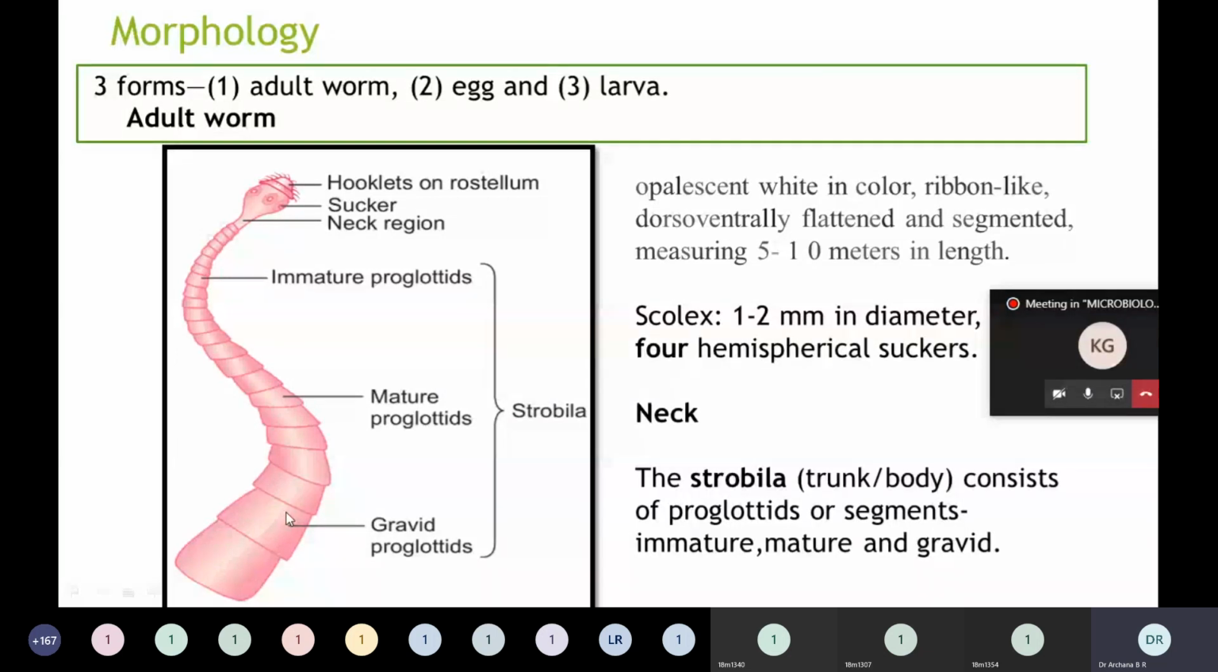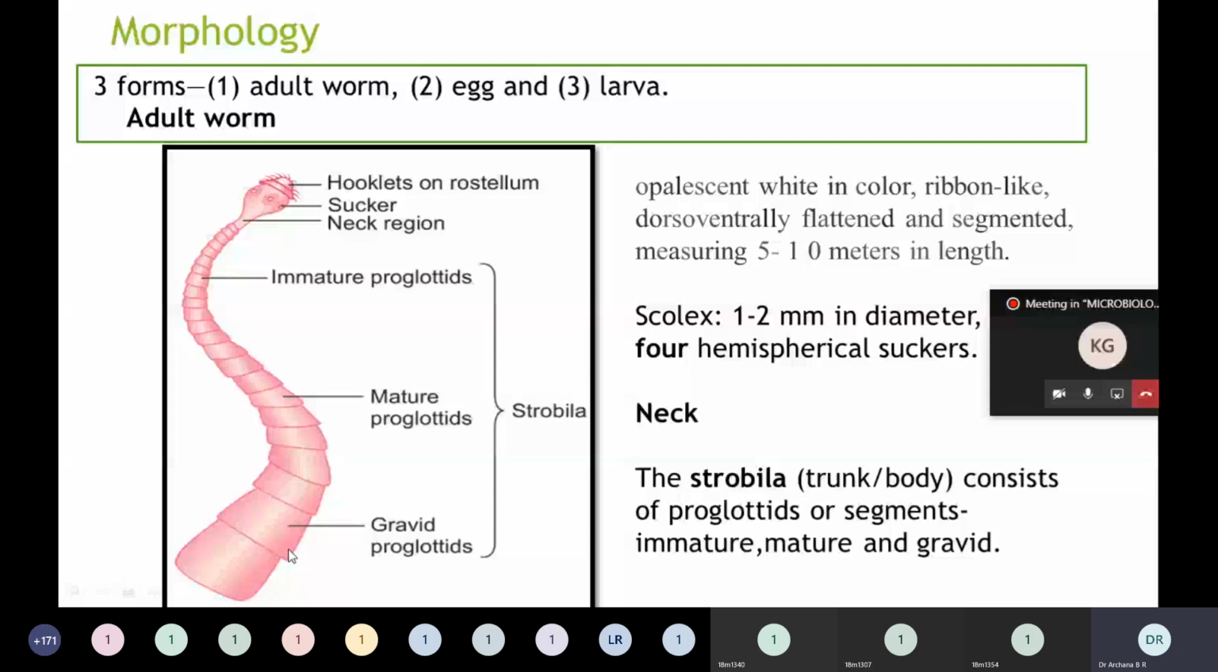The scolex is 1 to 2 millimeters in diameter, quadrate in cross section, and consists of 4 hemispherical suckers. These suckers help in the attachment of the worm to the intestine. Then the neck and the strobila, which consists of the proglottids or segments. Segments may be immature, mature and gravid. After the neck, initially there will be immature segments, after that mature segments, and then gravid segments.